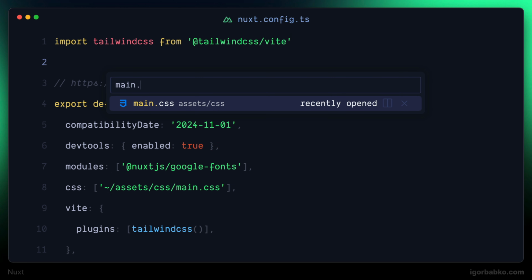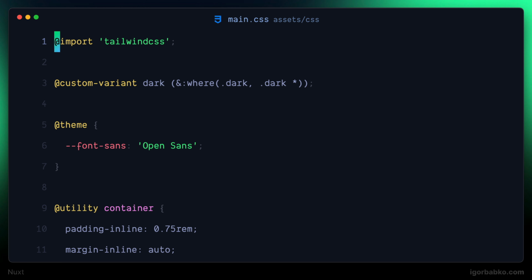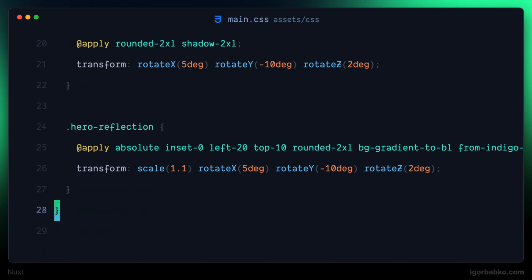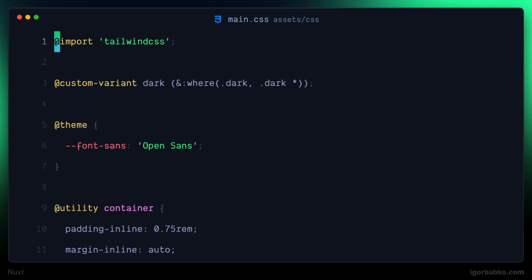And by the way, let's also apply formatting to the main.css file, since in the previous lesson we have installed the Prettier plugin which sorts Tailwind CSS classes. After applying this plugin in here, we may notice that some of the Tailwind CSS classes have changed their order. Link to the source code of this project will be in the video description.